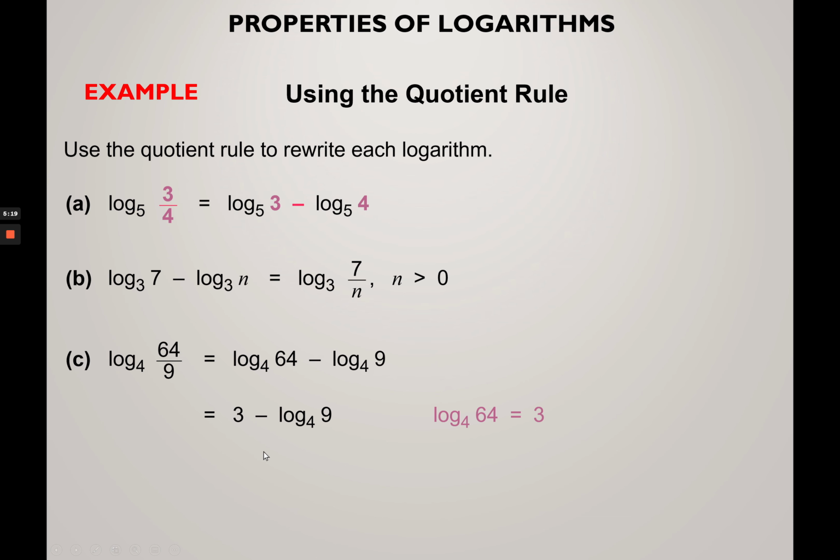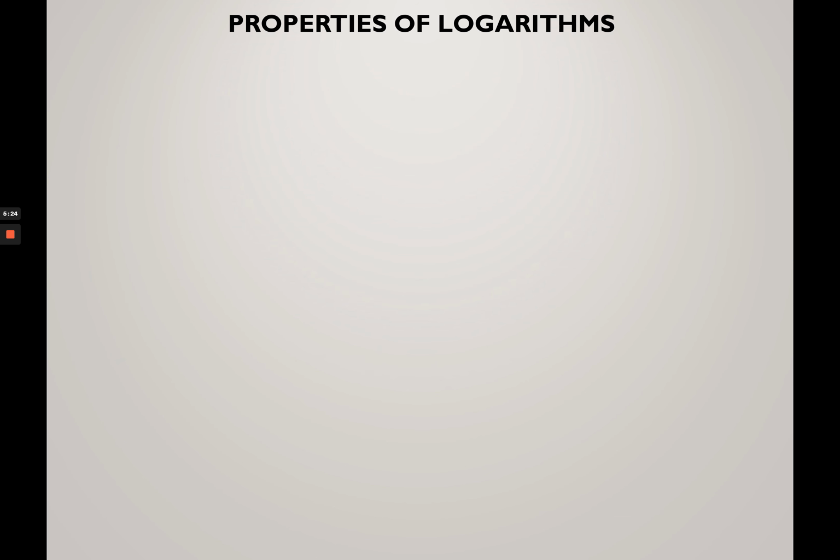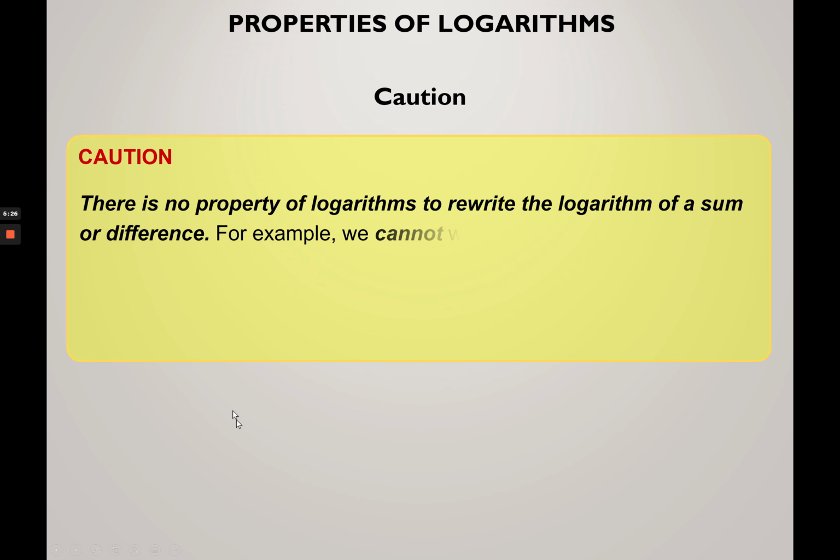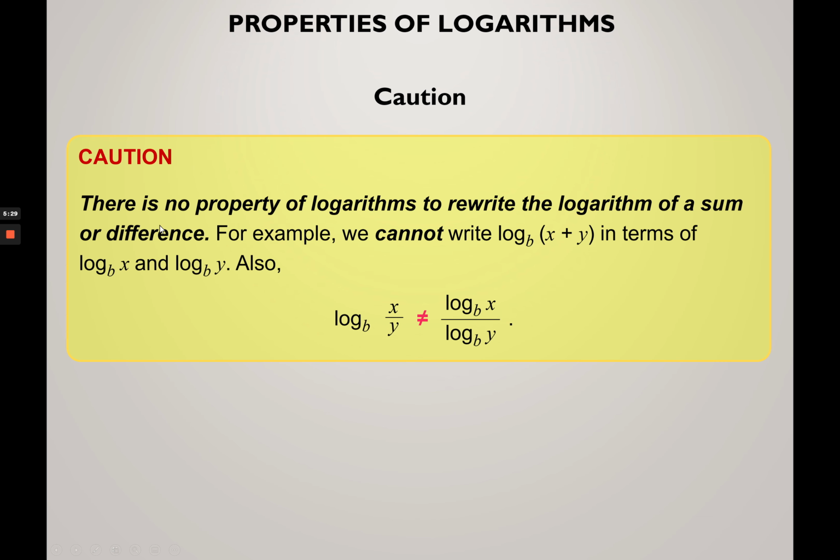And that's your final answer. Okay, this is the quotient rule. Now, there is a quotient. This is all about the product rule and quotient rule.